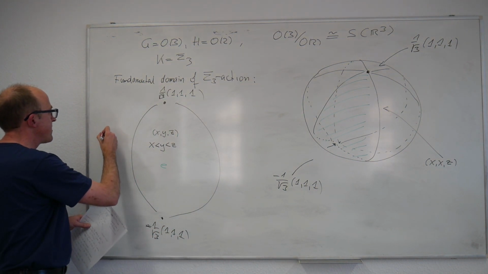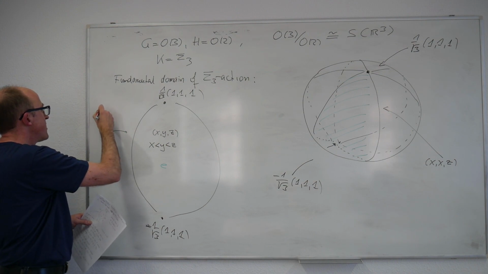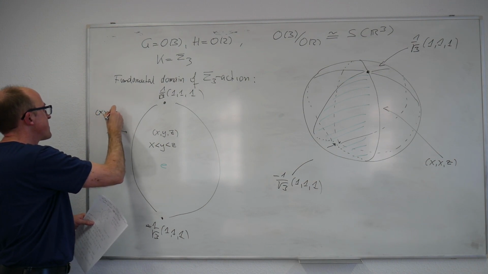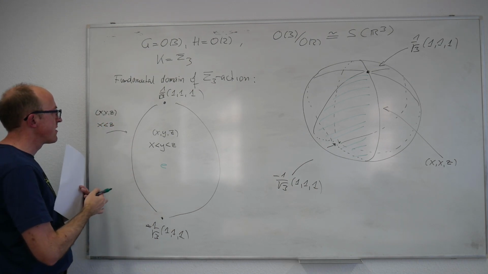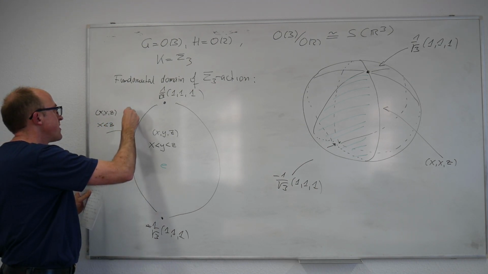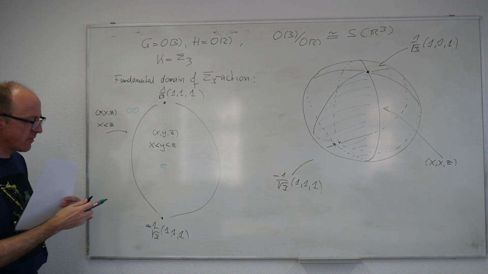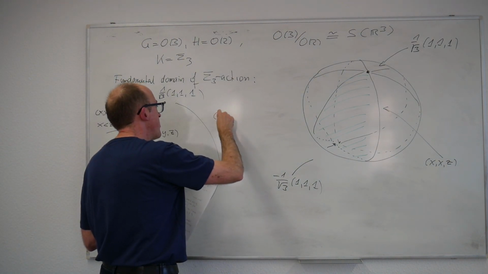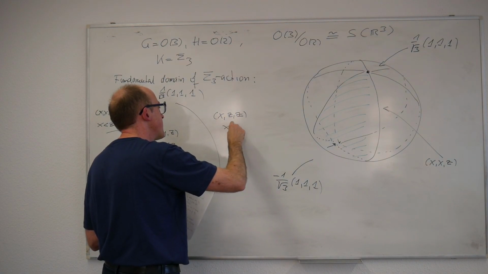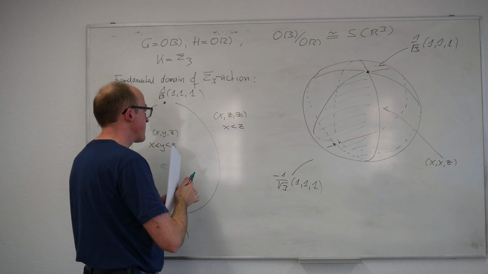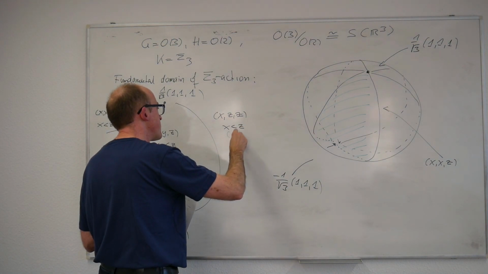Then on this side, on this end, we have points of the form x, x, z, with x strictly less than z. So here, the isotropy group is the transposition (1 2). And then on this side, we'll have the points x, z, z, with x less than z. And here, the isotropy group is (2 3).